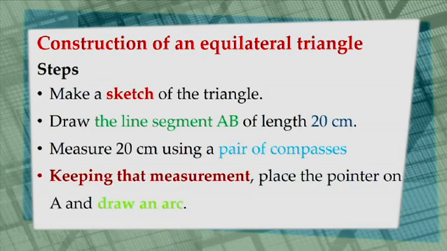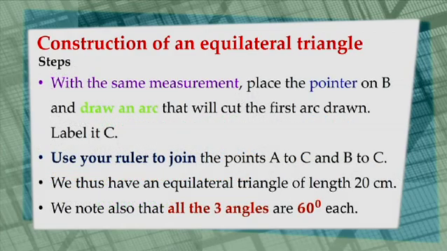And then remember, you keep that measurement, you place the pointer on A and you will draw an arc. Good? When that's done, with the same measurement, you place the pointer on B and you will draw an arc that will cut the first arc drawn. And you will label it C. Now, C is the intersection of the two arcs. Okay? It's not always C. It could be L, it could be M, or any letter that's given in your exercise, of course.